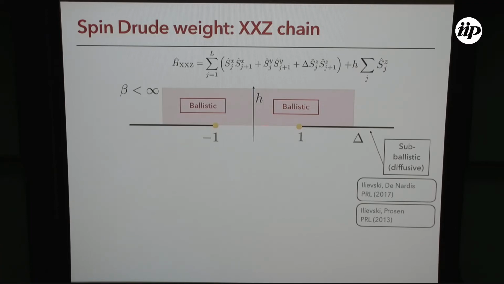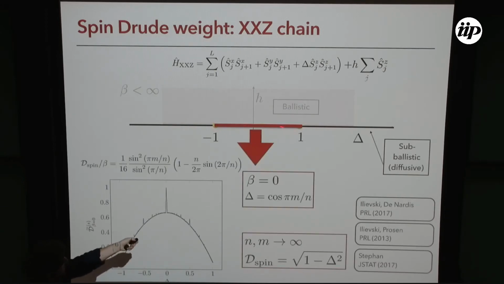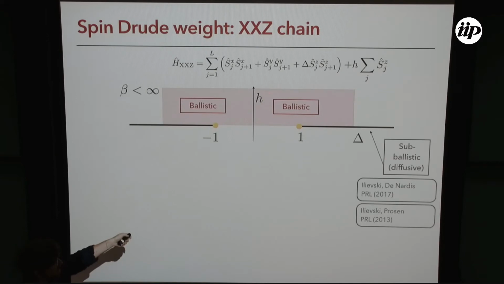Now, it was already quite a hard question how to compute the Drude weight in this region, because it's very interesting, right? I mean, you have a point where you are at half filling, so there is spin flip invariance, but still you can have a finite ballistic transport. This is really interesting. It means that there are some conserved quantities which are not spin flip invariant.